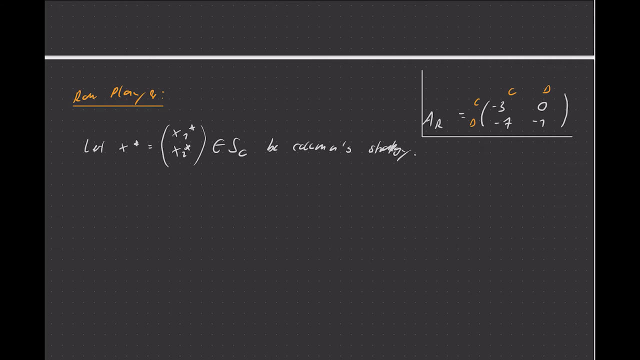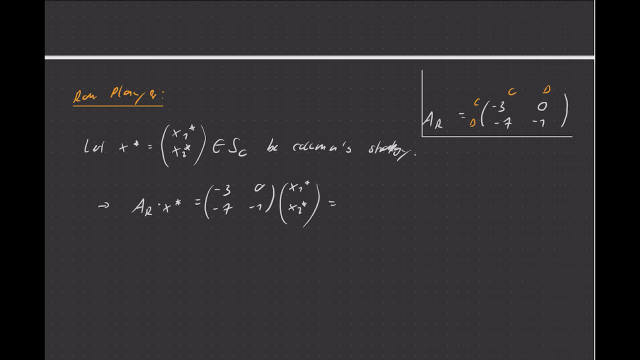Then the Rao player can react to that strategy. And for the Rao player, the part that is fixed about the game, of course, is the column strategy. You can't do anything about that. So if we're looking at the payoff, or the expected payoff, of the Rao player, the part AR times x star is fixed. There's no changing that part. So this is -3, -7, 0, -1, times x1 star, x2 star.